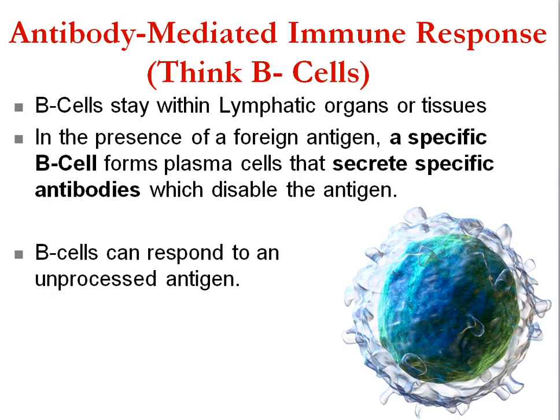Antibody-mediated immune responses. Remember, with antibody-mediated, we're talking about our B cells now. So our B cells are different in that they stay within our lymphatic organs and tissues. We're not going to chance losing our B cells because they are precious. So we keep them safe inside of our organs and tissues. In the presence of a foreign antigen, a specific B cell forms a plasma cell that secretes a specific antibody to disable the antigens. And B cells can respond to an unprocessed antigen if it's close enough to something that they've already processed before.